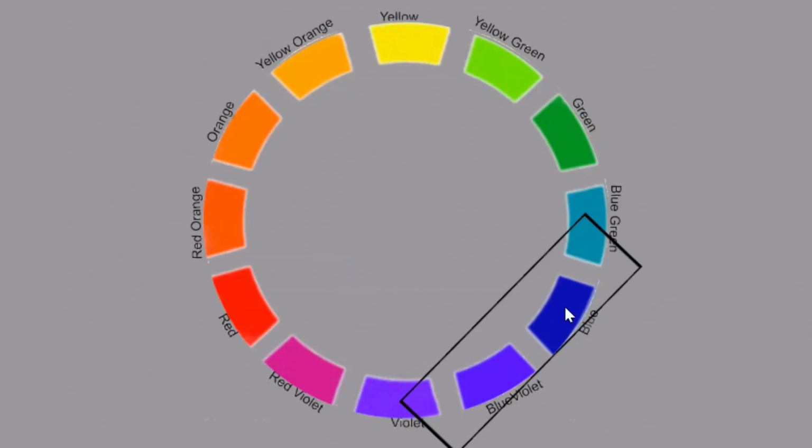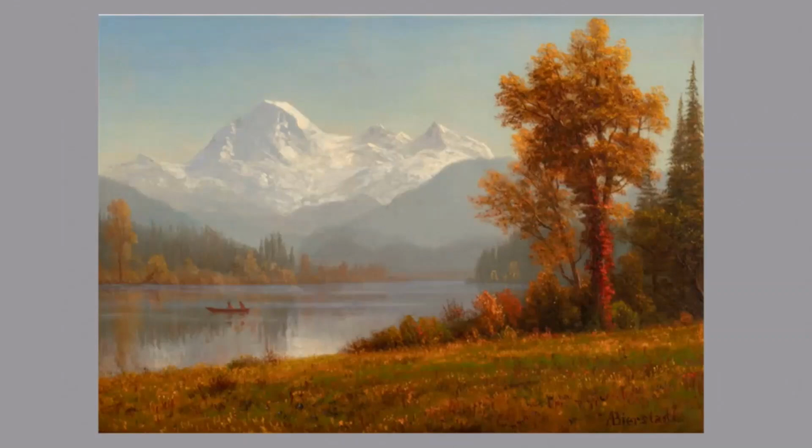Now, those are the major potential. You can see what a variation you have there of choices. They're often used by the luminous group. And whenever we want to create luminosity in our paintings, those are always good choices.